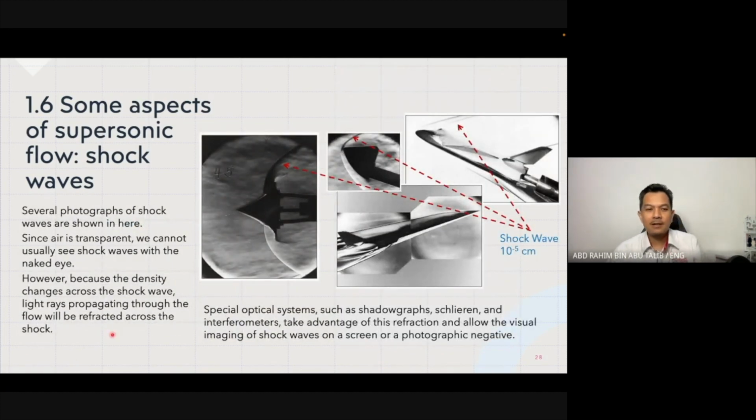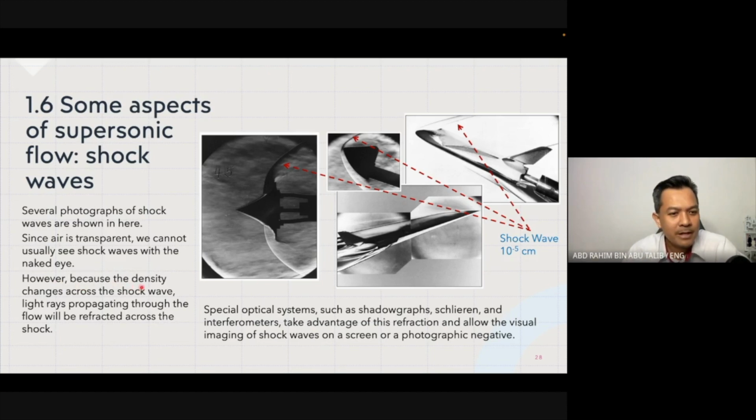So these are some photos. Probably you can also refer to the Anderson book to look at some of these photos, which is a shock wave as shown. And since air is transparent, it's quite difficult to see it by naked eye. You cannot see it because it's quite fast, and you cannot really see the density change in the flow. That's why we use different techniques.